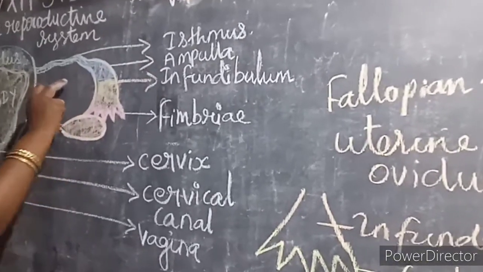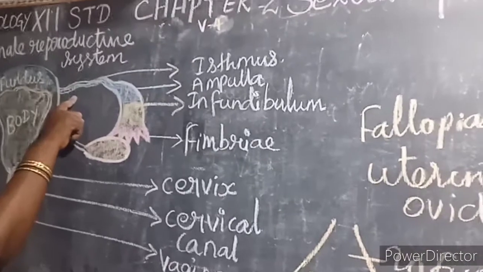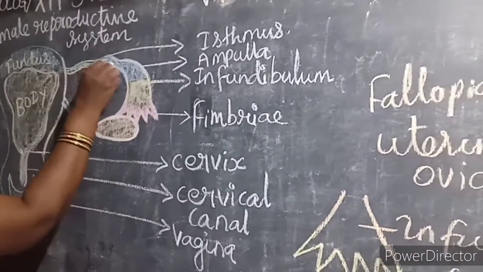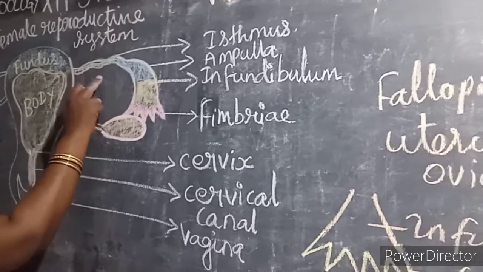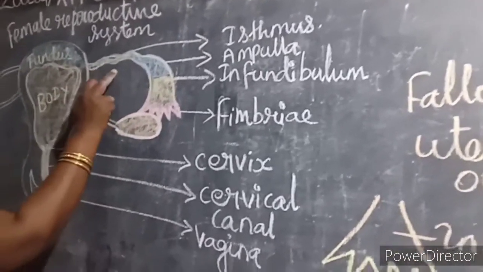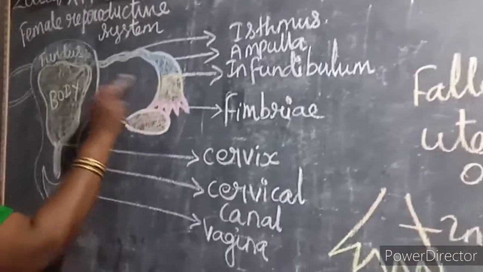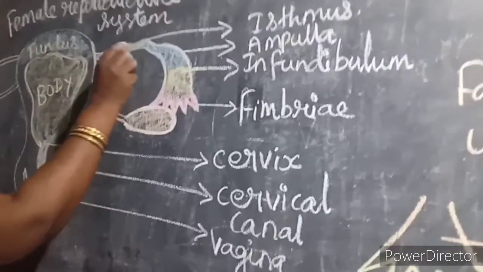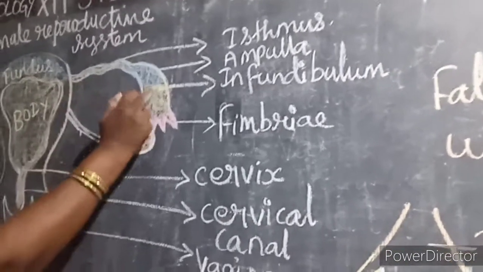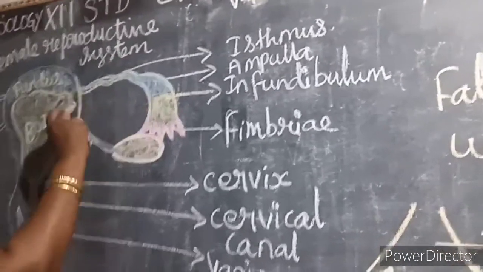Ampulla. Then here, there is a short, thick, muscular part called the isthmus. This part is called the isthmus, which connects the infundibulum and ampulla to the uterus. So the part which connects the oviduct to the uterus is the isthmus. The isthmus is a short, thick, muscular part which connects the ampulla and infundibulum to the uterus.